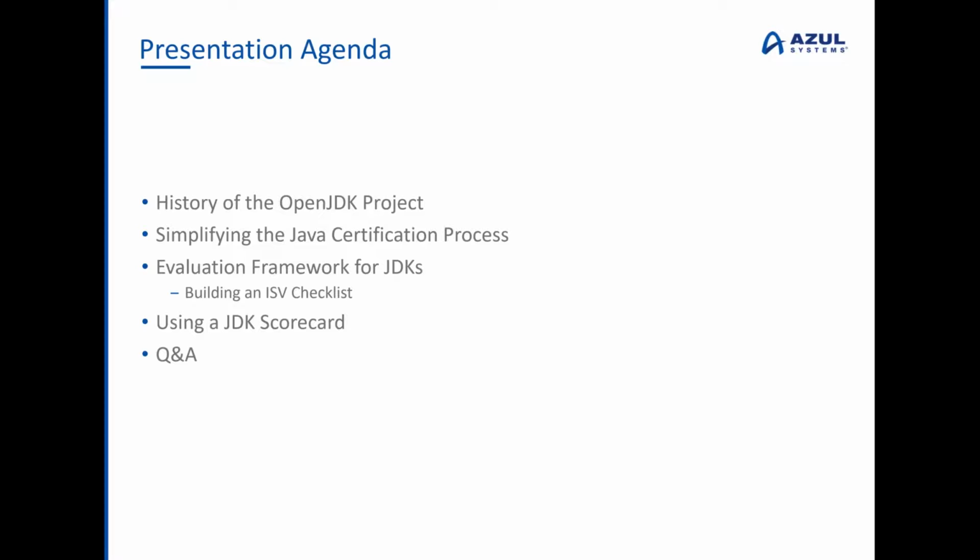The way we're going to accomplish that is by looking at an evaluation framework, a way of creating a checklist so that ISVs can understand the requirements, not just their requirements, but also their customers' requirements when choosing a JDK as that reference implementation. And then ultimately to support that effort, once identifying the needs through this ISV checklist, is coming up with an approach, a scorecard, that you can apply the JDKs to understand which ones might be better suited as a reference implementation. And then I want to open it up to Q&A.